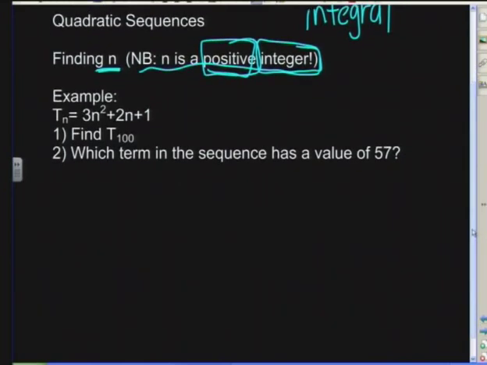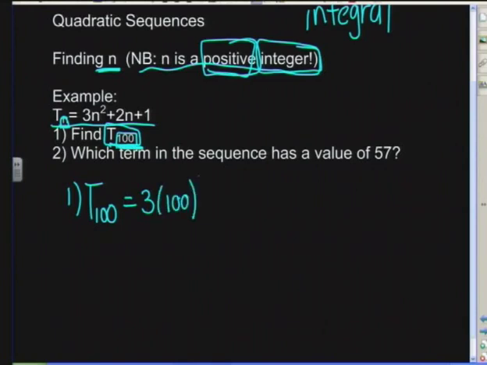To kick things off, we're going to start with an example. We are given that Tn is equal to 3n squared plus 2n plus 1. The first question says, find term 100. This is a little bit of revision; we did something similar last week. If you're asked to find term 100, remember the n in Tn is a placeholder, so we can replace it with any term that we are looking for. Therefore, all I'm going to do is replace n with the value 100. So term 100 in this quadratic formula is going to be 3 times 100 squared plus 2 times 100 plus 1.